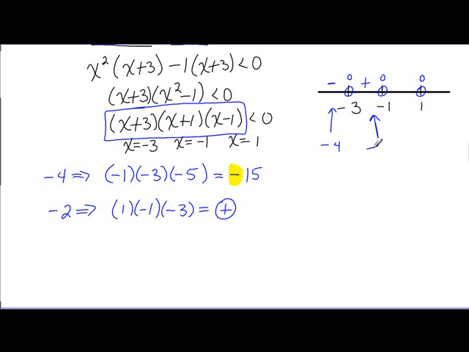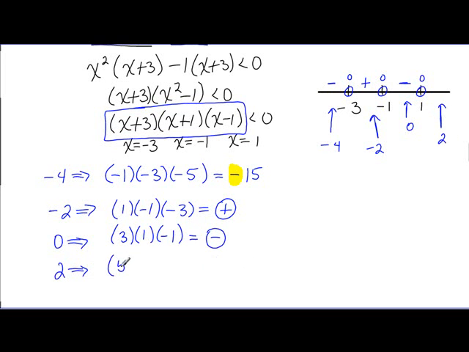The next section, between negative 1 and positive 1, I would choose 0 because it's easy to plug in. That's going to give me a negative product, which I indicate on the number line. And then picking a number bigger than 1, I'd probably pick 2. 2 plus 3 is 5. 2 plus 1 is 3. 2 minus 1 is 1. Gives me a positive solution there.